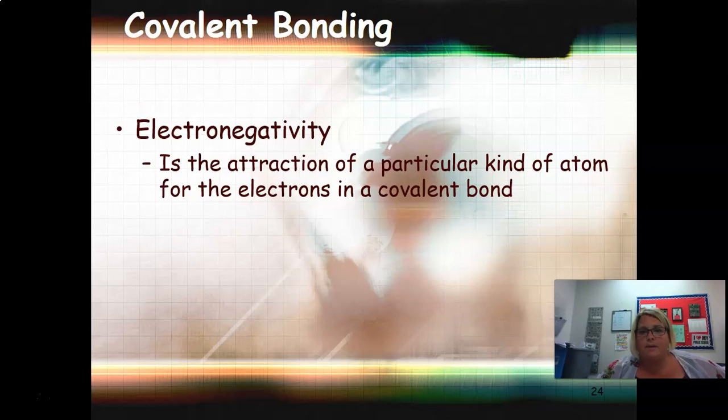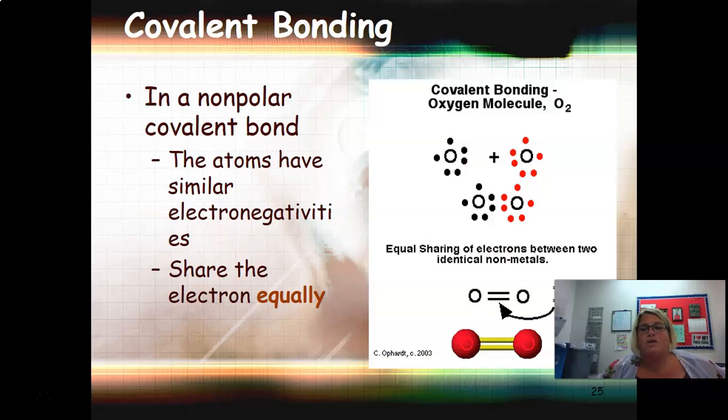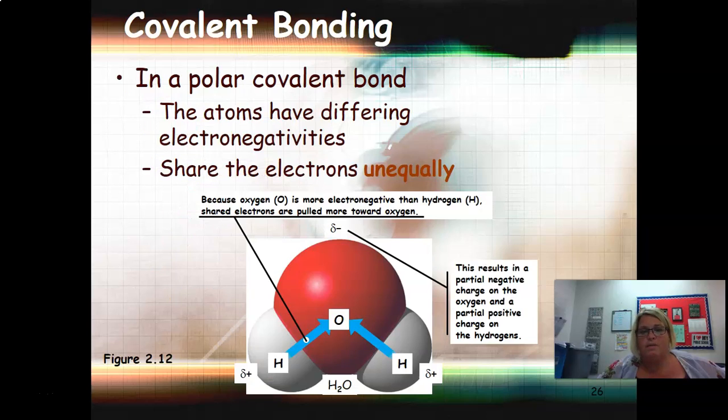So when we talk covalent bonding, we also have to think about the charge of the atom. So electronegativity, it's the attraction of a particular kind of atom for the electrons in a covalent bond. Okay, the more electronegative an atom is, the more strongly it pulls shared electrons towards itself. So if we were talking a non-polar covalent bond, the atoms have similar electronegativity, and they share the electron equally. So when they get put together, it's not more one way or the other. They're sharing it right down the middle.